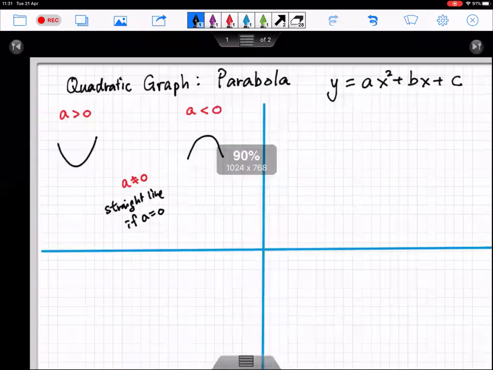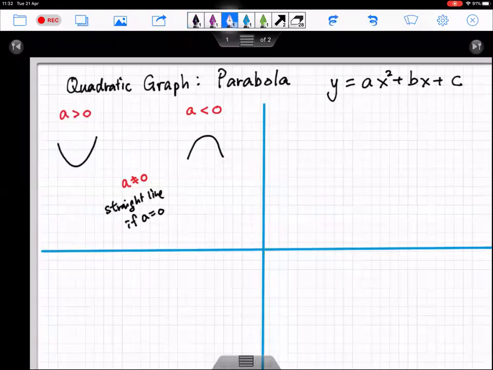All right. So it's about opening up and opening down. If a is greater than zero, it opens up. All right. If a is less than zero, it opens down. All right. Some people say that a likes to be positive. So if it is positive, it is happy. If it is negative, it is unhappy. All right, you can remember it in this way, right? It's stupid, but it works sometimes. All right. So that's about a. This coefficient a tells you whether the parabola is opening up or opening down.